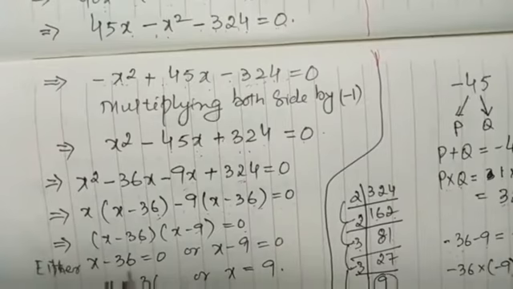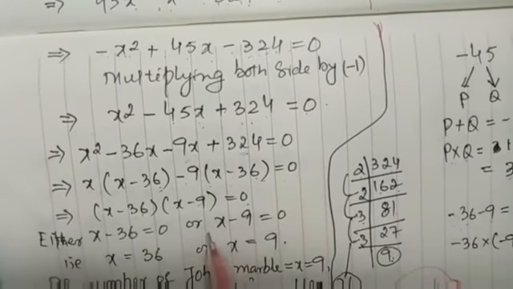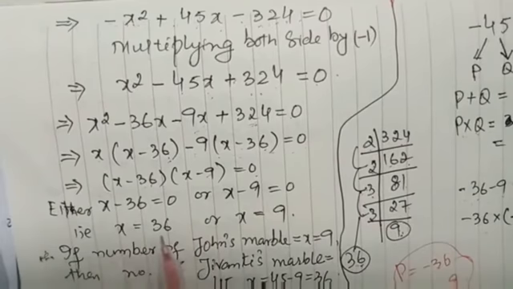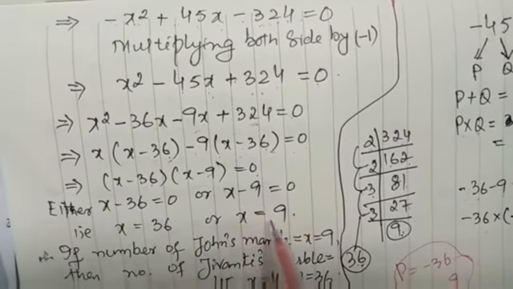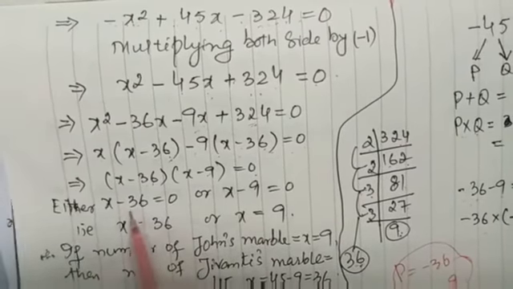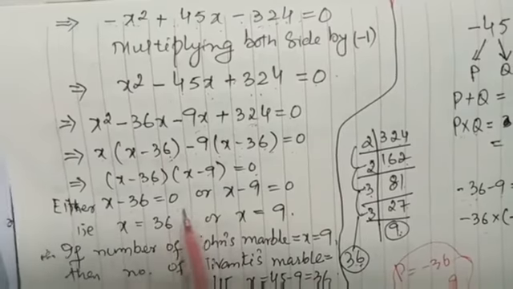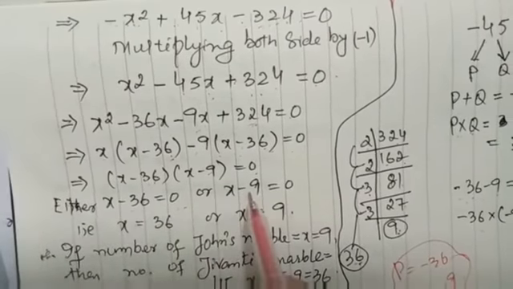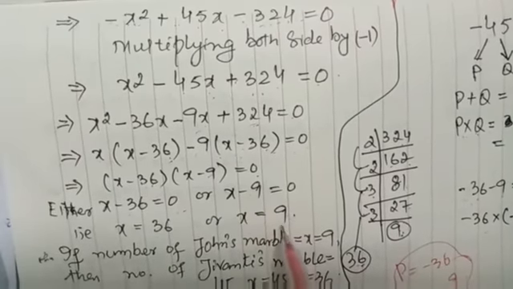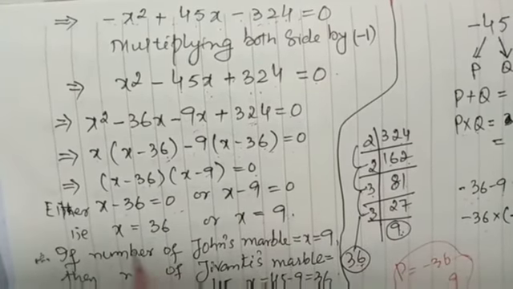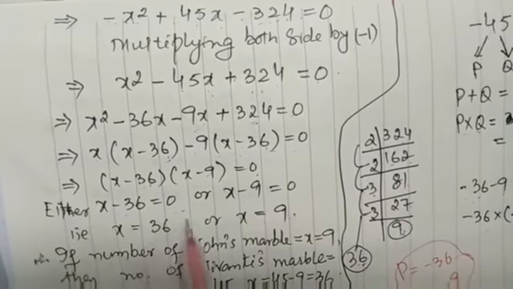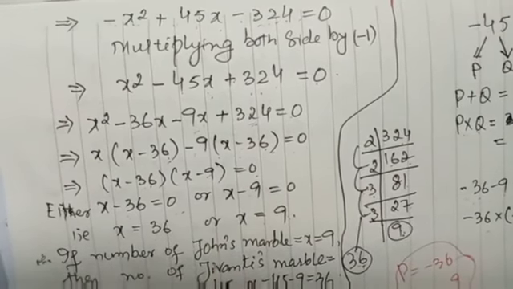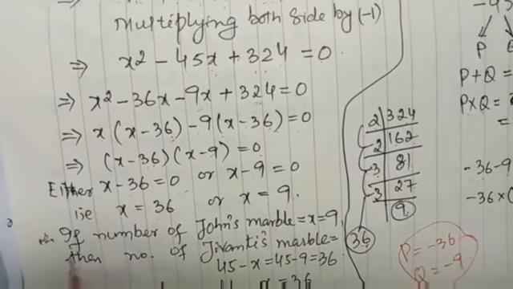Either x minus 36 is equal to 0 or x minus 9 is equal to 0. That is, x is equal to 36 or x equals to 9, because on transposition, when I will transpose 36 to the right hand side, it will become positive. Here it was negative. Here minus 9 is negative. On transposition it will become positive. So we have the two values of x, and before we kept in the question, let John have x marbles. See here, I can write the solution.